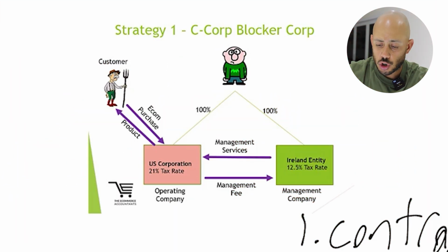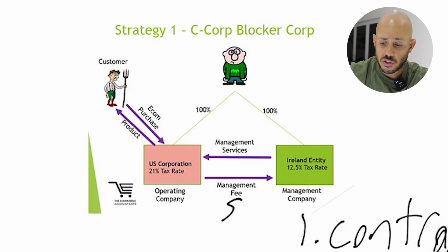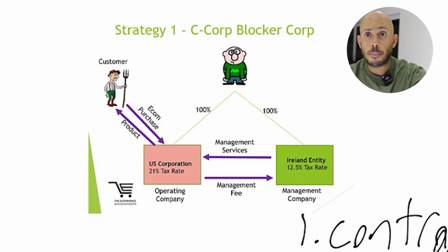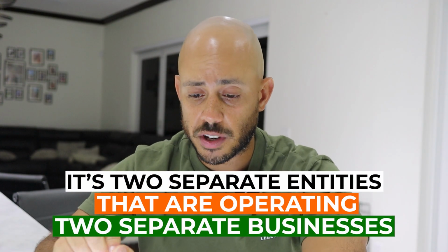The second thing was invoices and payments. They wanted to make sure that actual money was flowing from this company over to this one. And the idea is that there should also be invoices. These two companies should be operating independently. It's two separate entities that are operating two separate businesses.